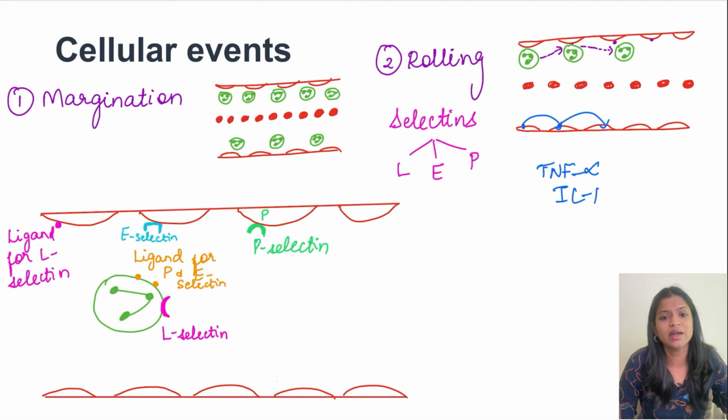which are nothing but increased amounts of cell adhesion molecules. So there will be an increased amount of cell adhesion molecules being expressed by the WBCs and the endothelium. So what are these cell adhesion molecules which are responsible for this rolling? These are nothing but selectins. So we have three selectins: L-selectin, E-selectin and P-selectin.